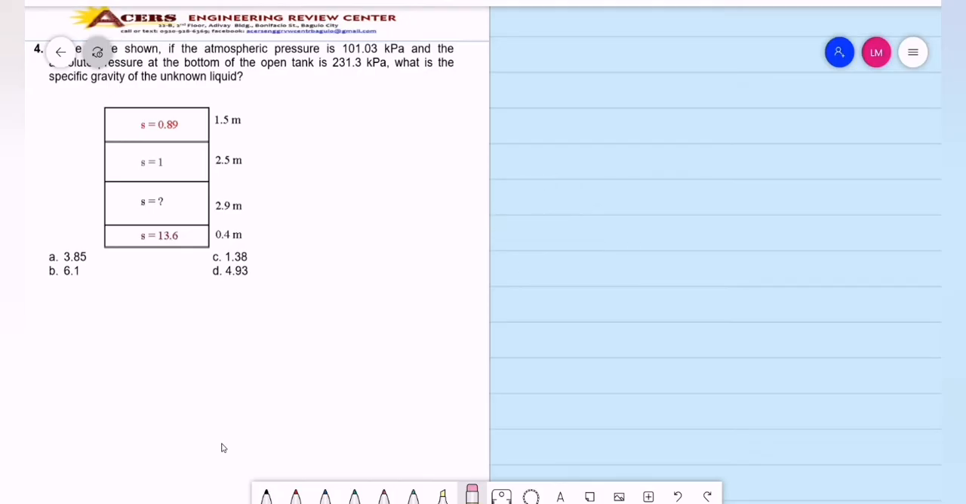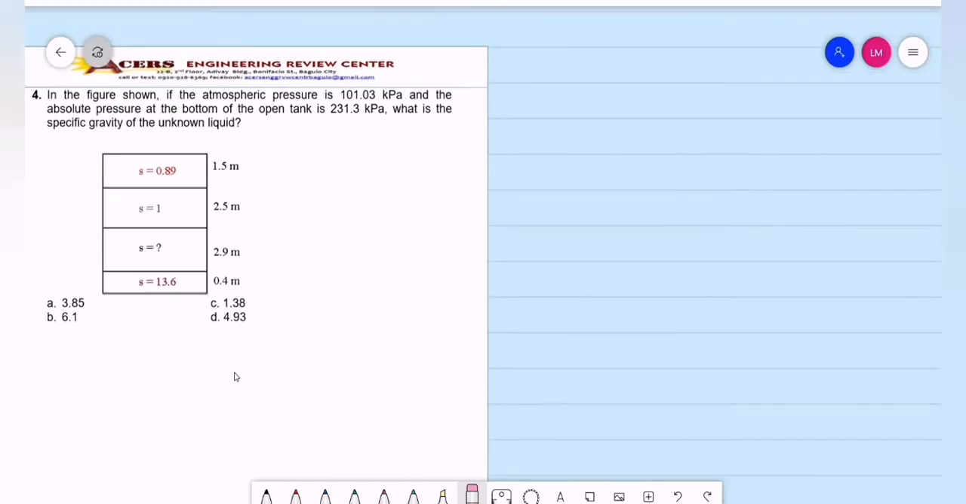Problem number 4. In the figure shown, if the atmospheric pressure is equal to 101.03 kilopascals and the absolute pressure at the bottom of the open tank is 231.3 kilopascals, what is the specific gravity of the liquid? So here, at the bottom of the tank, we have the absolute pressure equal to 231.3 kilopascals. These layers of liquid will give us the value of the gauge pressure.